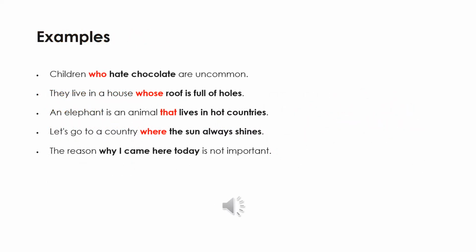For example, children who hate chocolate are uncommon. They live in a house whose roof is full of holes. An elephant is an animal that lives in hot countries. Let's go to a country where the sun always shines. The reason why I came here today is not important.